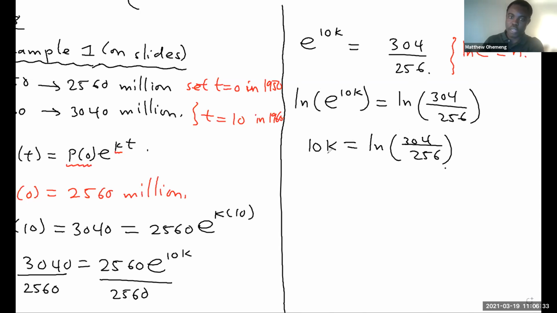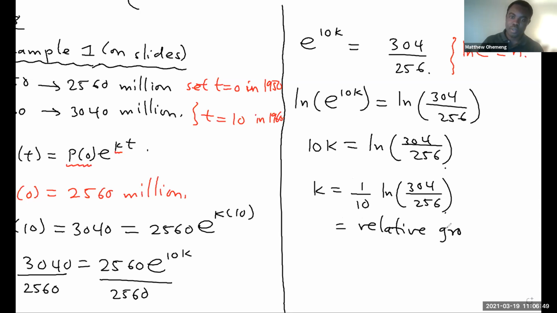So solving for k, I'll just divide both sides by 10. I get k equal to 1 over 10 ln of 304 over 256. Right. And don't forget that this is the relative growth rate that we were asked to compute. Please, any questions on this?